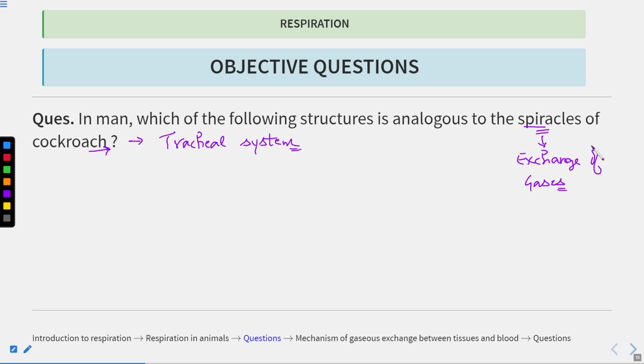And what are spiracles? Spiracles are tube-like structures involved in the exchange of gases. These spiracles are seen in members of the phylum Arthropoda, which includes insects such as the cockroach and grasshopper. All right, clear? Now, next question.